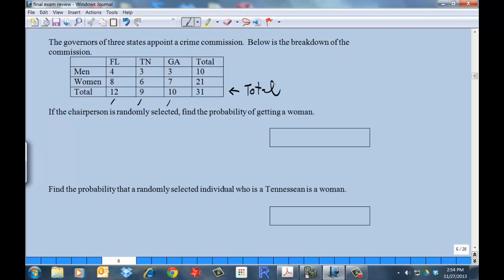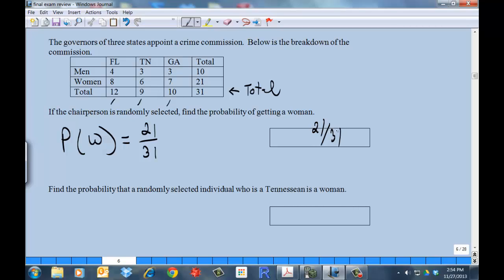So the first question says, if the chairperson is randomly selected, find the probability of getting a woman. So we want to know, what is the probability of W? And so how many women do we have? We have 21 total women divided by the total number of men and women, which is 31. And so this is the probability that we're looking for here, 21 out of 31.